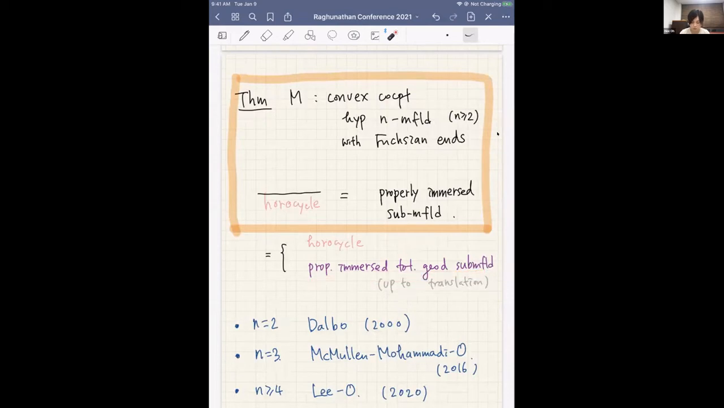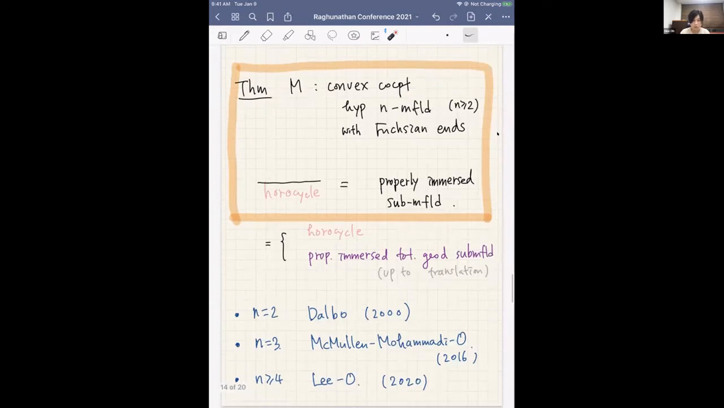Okay, so we have a complete analog of this rigidity of holocycles for this class of infinite volume hyperbolic manifolds. When n is equal to two, this goes back to Dalbo's result in 2000. And for n equal to three, this was work done jointly with McMullen and Mohammadi around 2016. And for higher dimensional hyperbolic manifolds, this was done in joint work with my former student, Minju Lee.